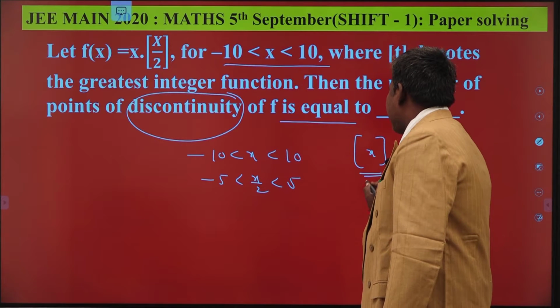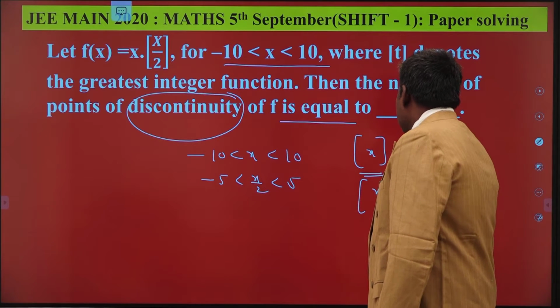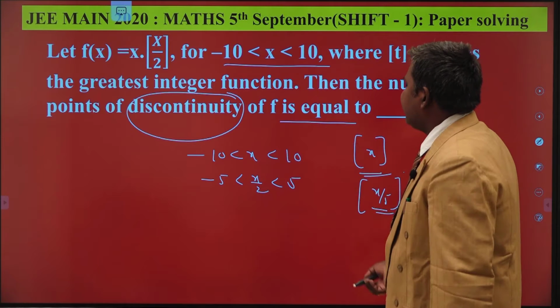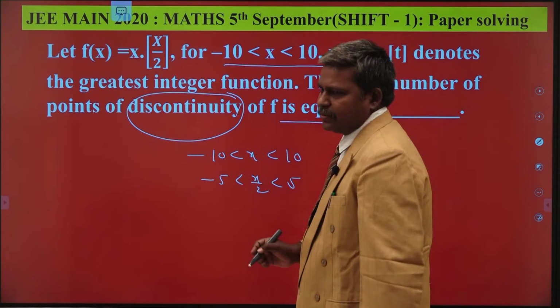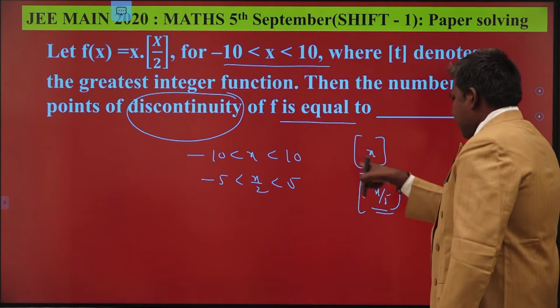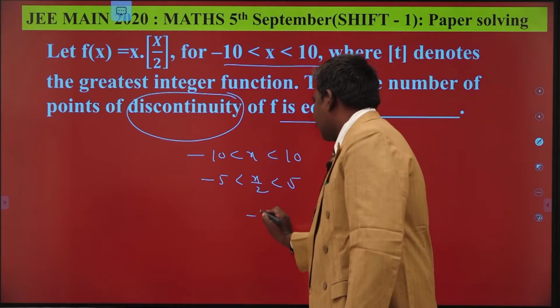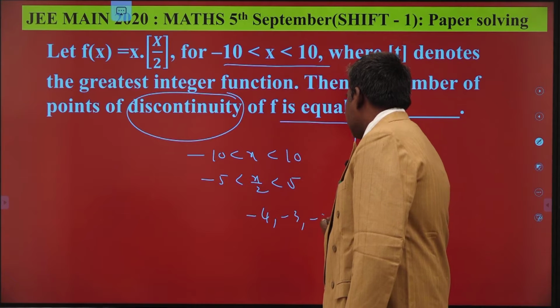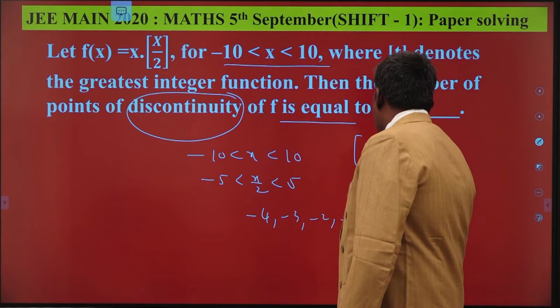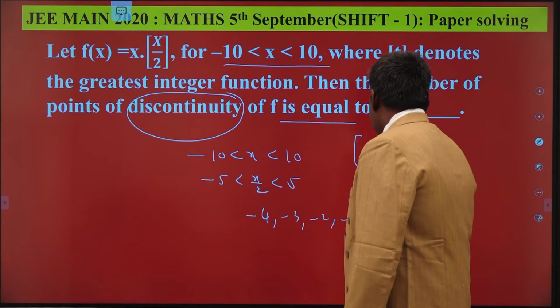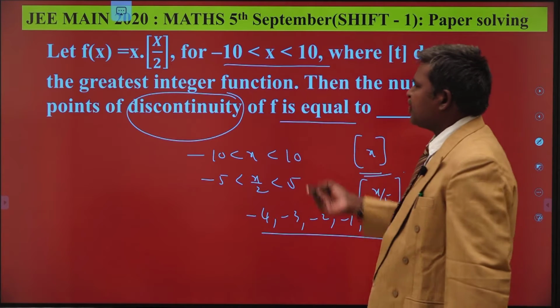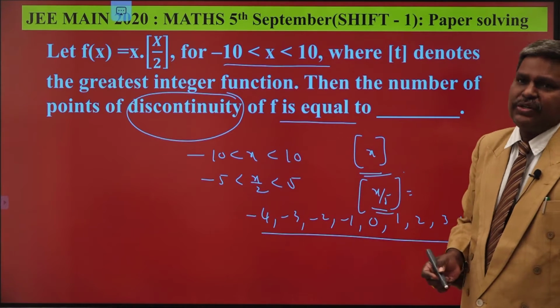So box x by 2 lies between, I mean the integers lying between minus 5 to 5. In the range minus 5 to 5, box x by 2 takes the values minus 4, minus 3, minus 2, minus 1, 0, 1, 2, 3, 4. At these points, our function box x by 2 is not continuous.